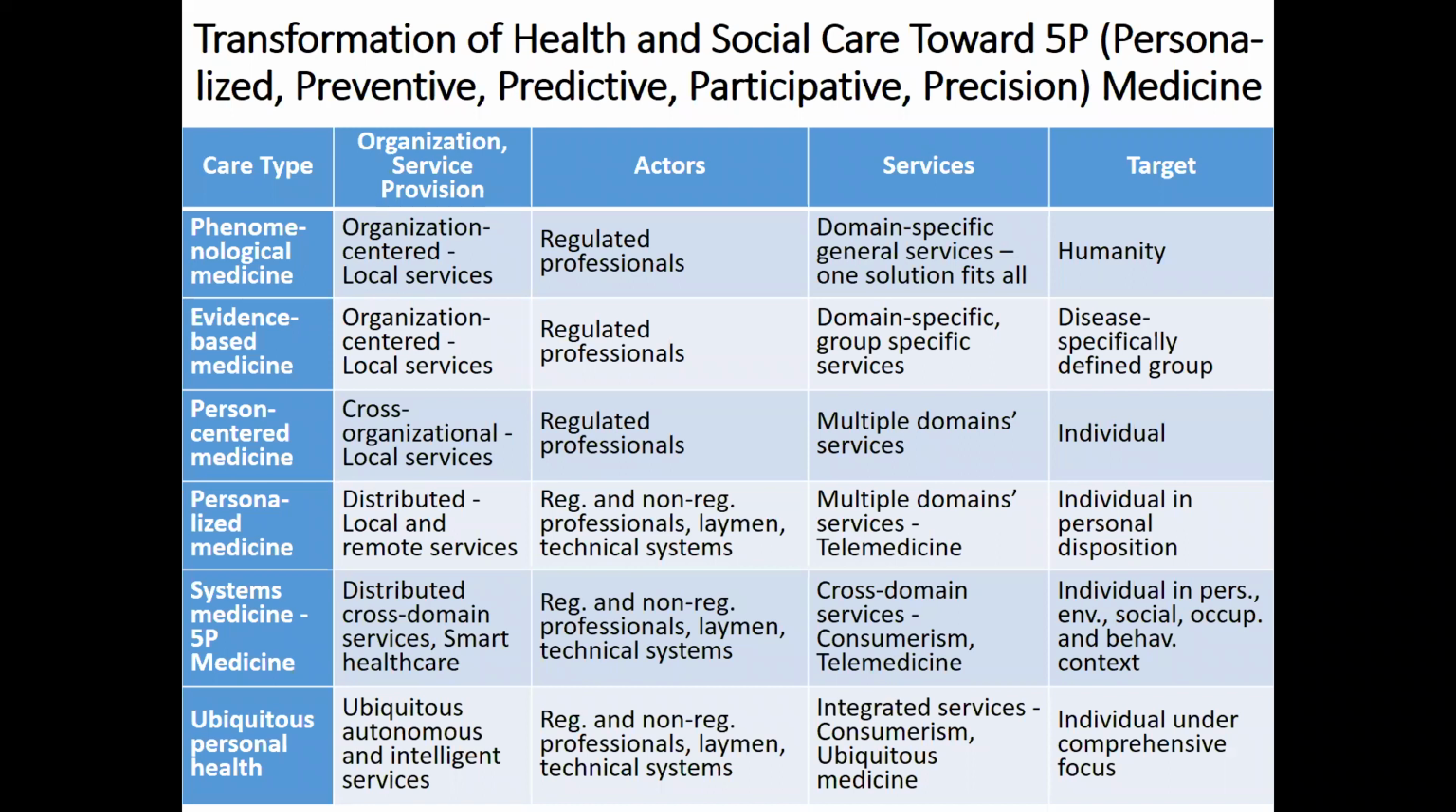The next level was then addressing, of course, disease-specific groups, because the evidence-based database was always established for specific diseases. Evidence about heart disease diagnosis and treatment, or eye diseases or whatever. And so far, the target was a disease-specifically defined group.